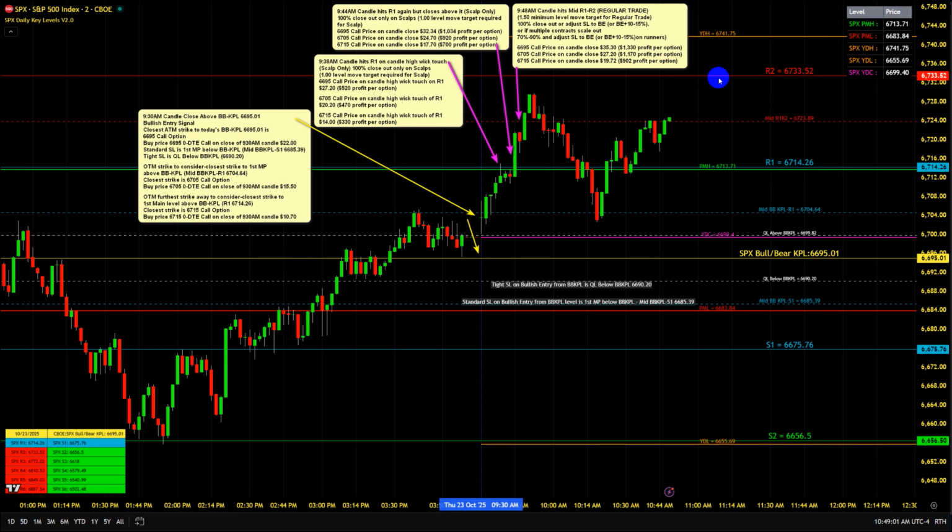If price continues to move in your favor up to the next level, which would be a 2-level ideal minimum target move for a regular trade, then you would again have a decision to make to either close out or do an adjustment to your stop loss.